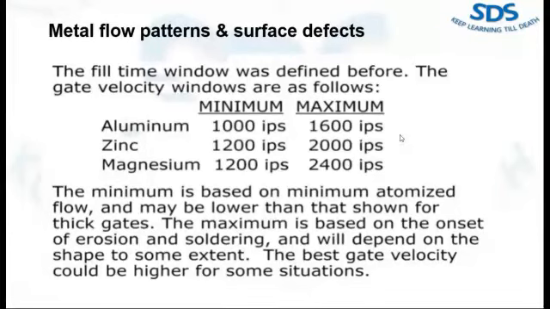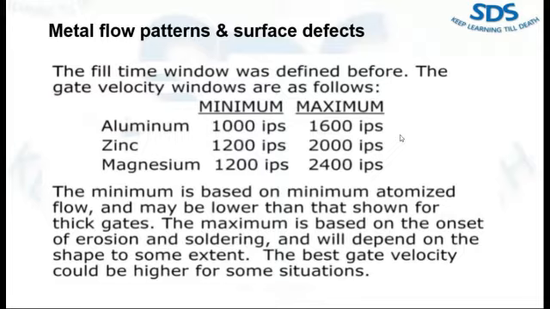Okay, so we discussed the normal fill time for various alloys previously. On this slide, we have the minimum and maximum gate velocity for aluminum, zinc, and also magnesium. Let's talk about aluminum only. The minimum velocity is based on achieving atomized flow and could be lower for parts with very thick gates. The maximum is based on where erosion and soldering are likely to occur, and this can depend on the shape of the part.